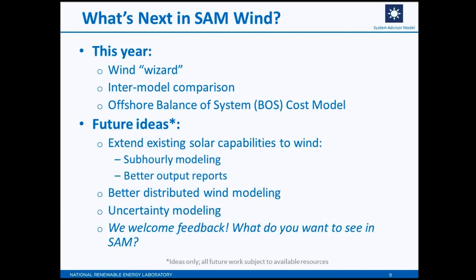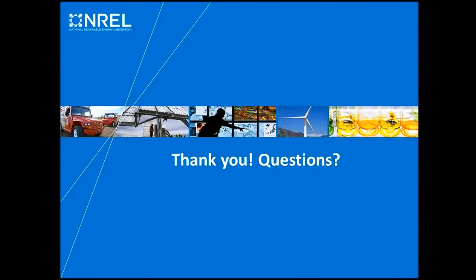One is to create a wind wizard, we're calling it, internally for now, that will help you walk through the many inputs and get new users more comfortably started using the wind model in SAM. We're also performing an intermodal comparison between SAM and AWS TruePower's OpenWind to take a look at the input structures, the consistency of outputs, and also to take a look at what opportunities might exist in the industry to expand wind modeling. We'll also, as I mentioned, be implementing an offshore balance of system cost model this year.